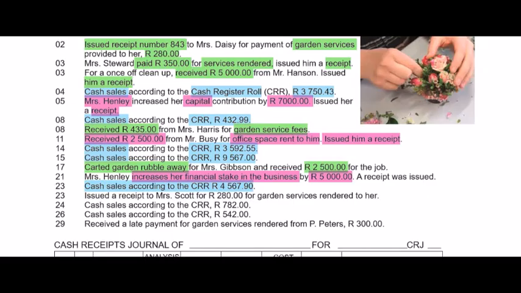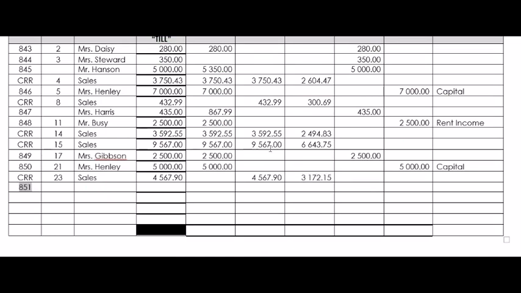The next transaction was we issued a receipt to Mrs. Scott for 280 Rand for garden services rendered to her. Garden services, current income. So the receipt is 851. Don't write 23 again because we're still on the same day. The customer is Mrs. Scott, who paid us 280 Rand.